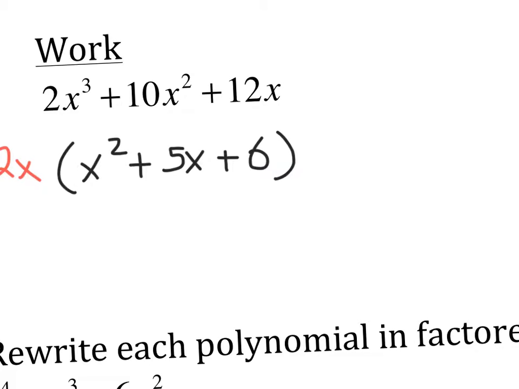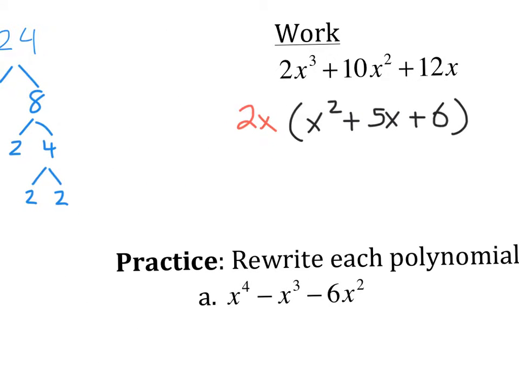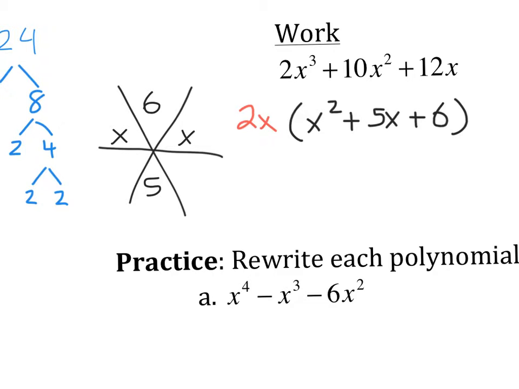Now, what tool are we going to use to factor further? What tool have we been using for quadratics? I'm going to use my best friend, the snowflake. So I'm effectively ignoring this 2x right here. I'm just looking at the quadratic trinomial inside. And I put 6 on the top, 5 on the bottom. The wings are x's. I find two factors of 6 that sum to 5. That would be 2 and 3.